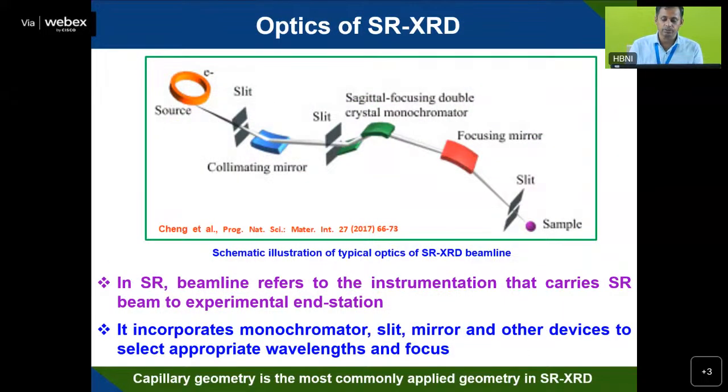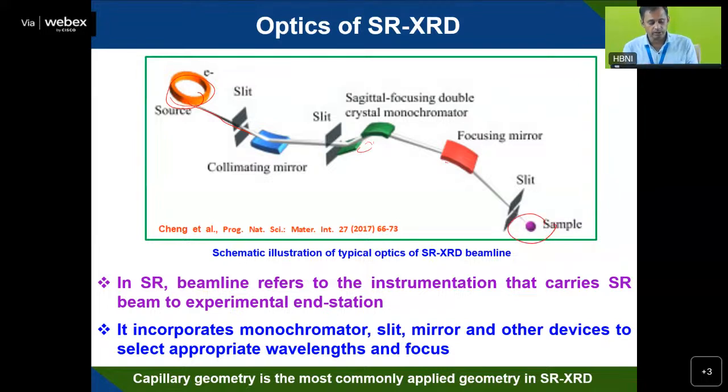If you see the optics of synchrotron X-ray, you have the synchrotron source here. From there, the beam comes out and falls on a collimating mirror, then goes through the slit to a focusing crystal monochromator, and then a focusing mirror and slit. Finally the X-ray is produced here, and then it falls on the sample.